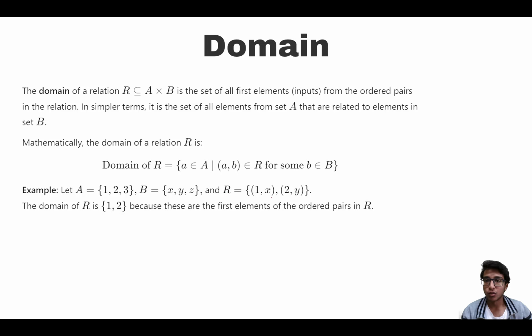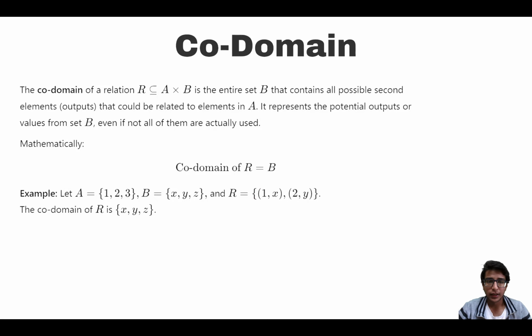So for this, what are my domains? My domains are taken from the first set, which is my A set. So my domain would become 1 and 2. So 1 and 2 has been taken from the first set. So 1 and 2 become my domain. Very simple. Now if we were to talk about codomain, it is all the values of set B.